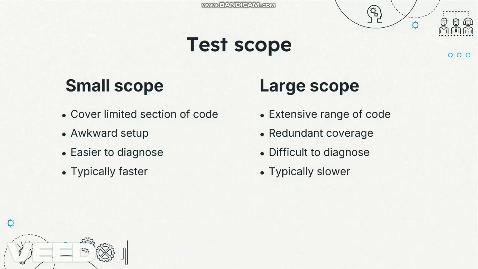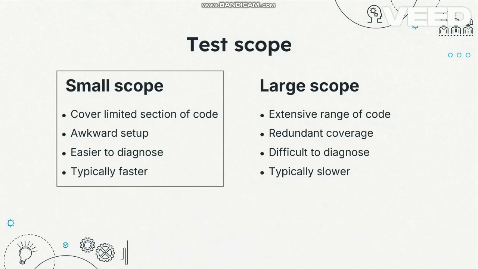Our next topic is test scope, which refers to the range of the code each test covers. Test scopes can be either small or large, each offering different advantages and challenges. In small scope testing, each test covers a limited section of code, focusing on specific isolated small parts. This type of testing is efficient because the coverage for each test is limited, targeting essential aspects. Although small scope tests may require an awkward setup, such as using dependency injection or mock objects to replicate parts of the system, they can be created alongside the code under development.